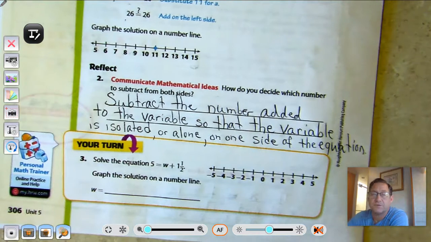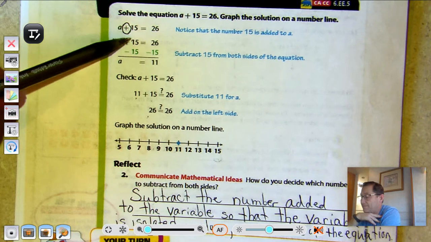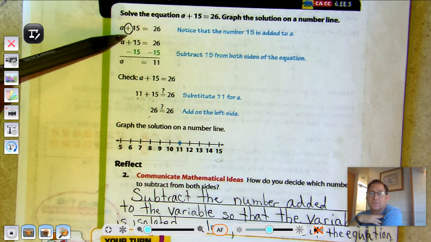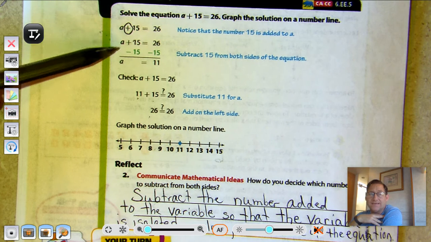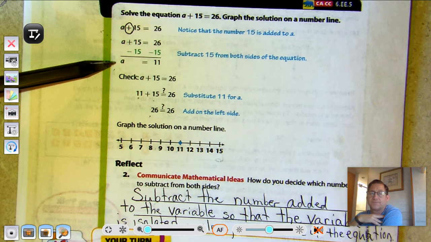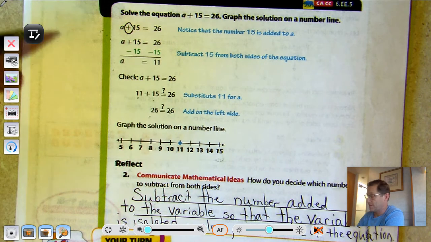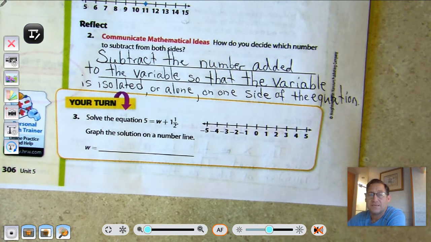Okay, so how do you decide which number to subtract? So look here. We had 15 added to a. A is our variable. So we're going to subtract the number that's added to the variable, because we want to leave a by itself. In our example, we subtracted 15, and that left us with a. So in terms of words, what did we do? Subtract the number added to the variable so that the variable is isolated, or in other words, alone, on one side of the equation. All right, number 3.